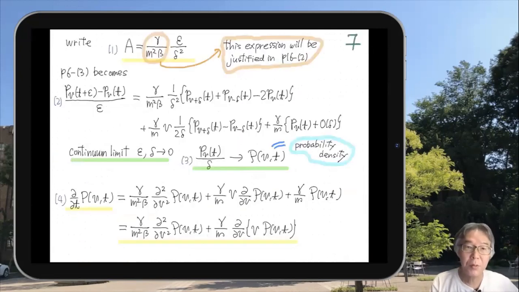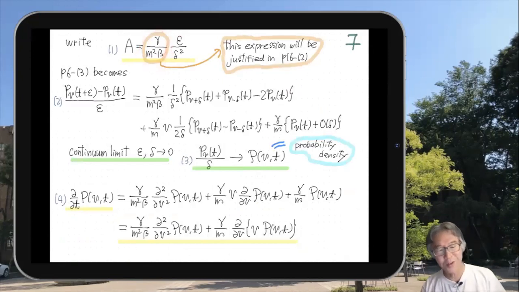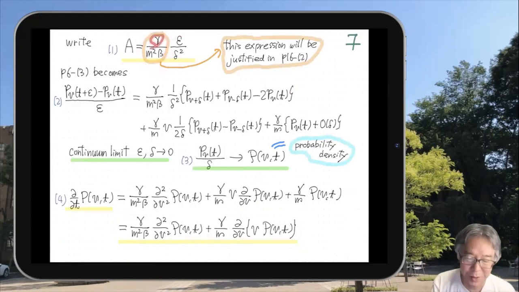Okay, so I think we are basically ready. So we write A like this. So this is the constant. And of course, you can write a constant in any form, but here gamma is some new mysterious constant, but m is the mass of the Brownian particle, and beta is the inverse temperature.